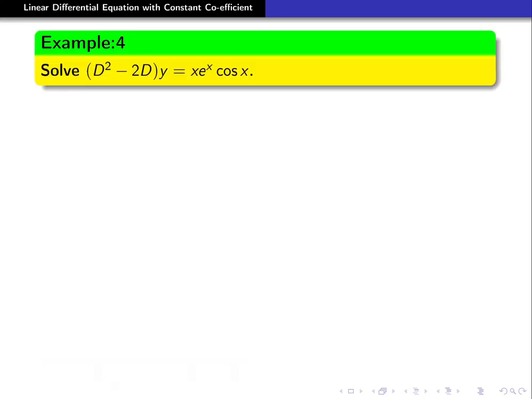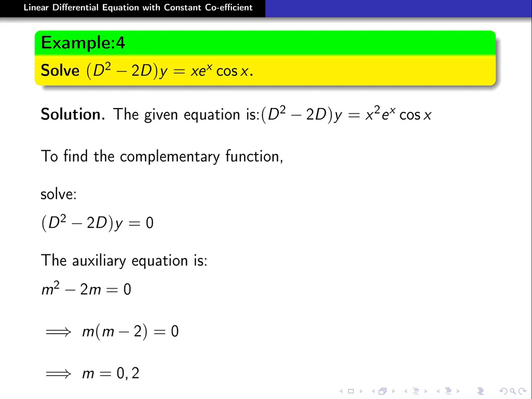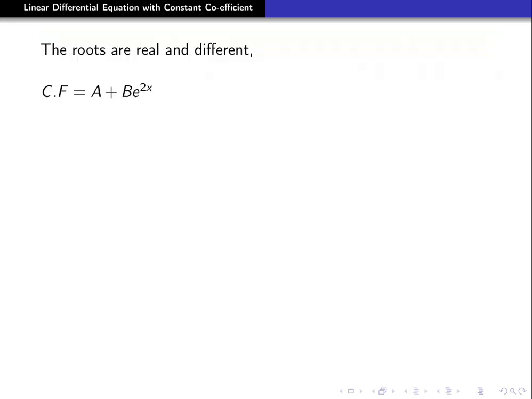So the next problem: D square minus 2D into y is equal to x power e power x cos x. So this is the given equation. To find the complementary function, replace D in terms of m. Solving this, we will get the roots of m as 0 and 2. So therefore, the roots are real and different, and this is the complementary function.